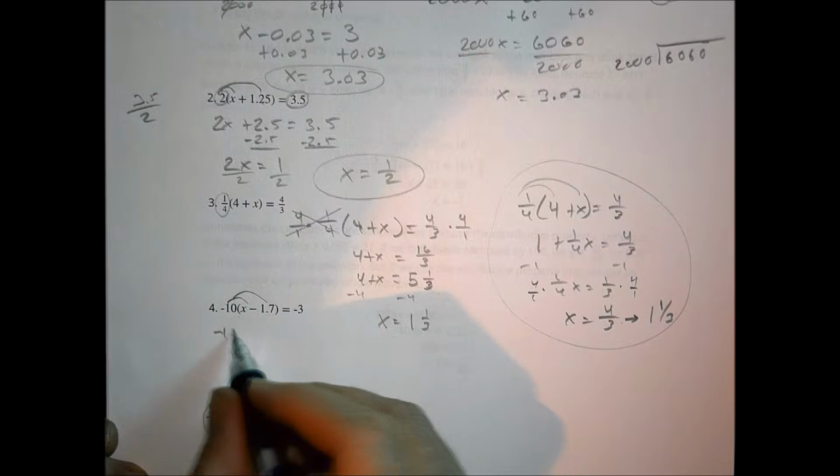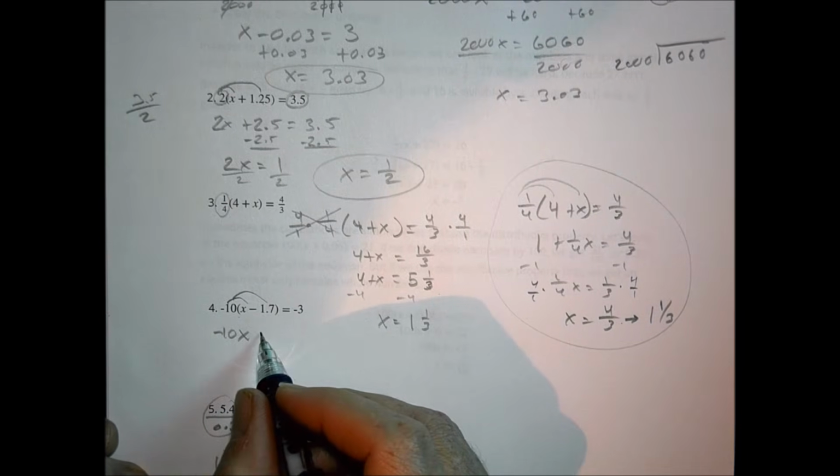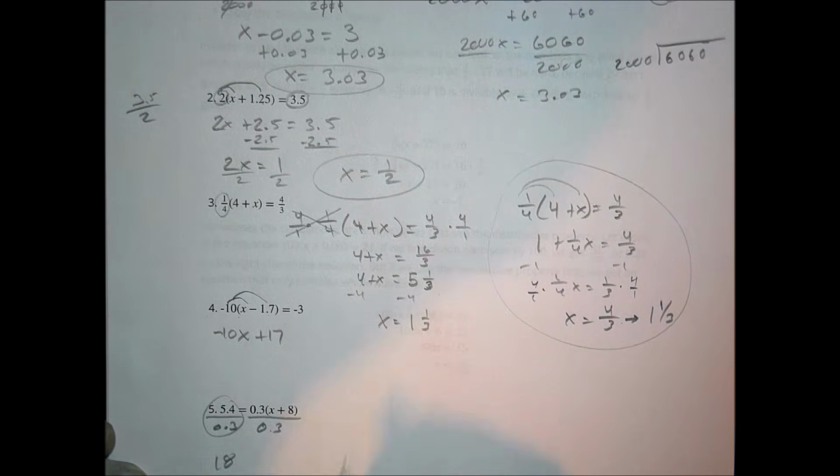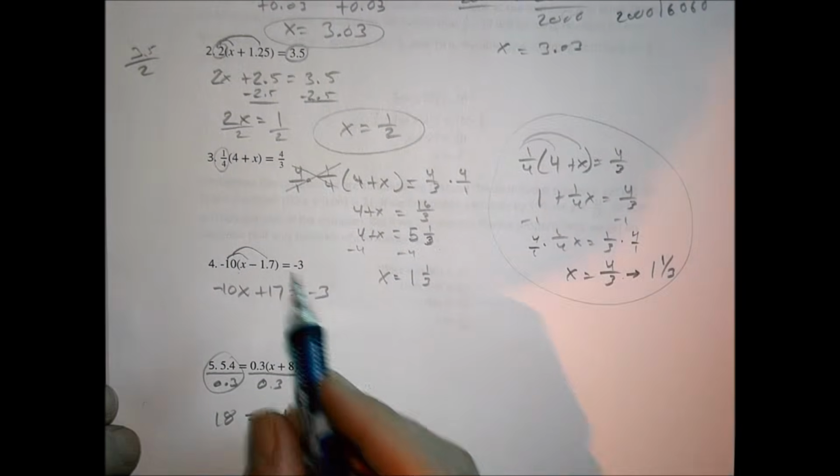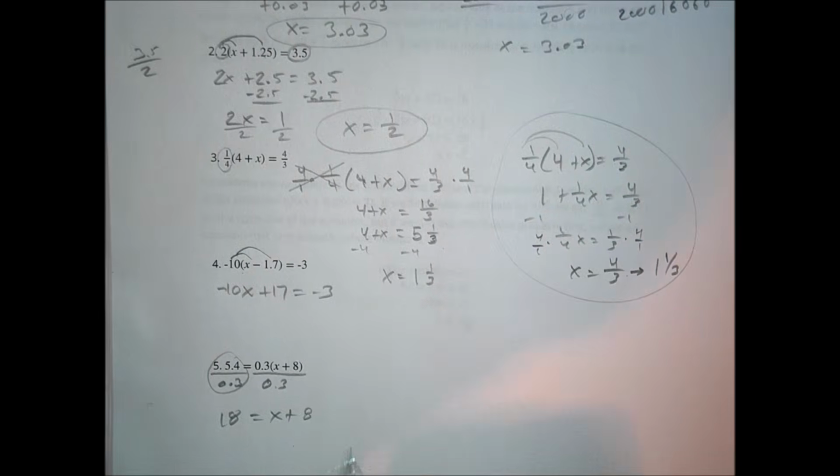So when I distribute here, I have negative 10x, and this becomes a plus 17, so no more decimals, equals negative 3, and this becomes 18 equals x plus 8. And I can solve those out there. For me, I just like it that way because I got rid of the decimals, and it worked out nicely.